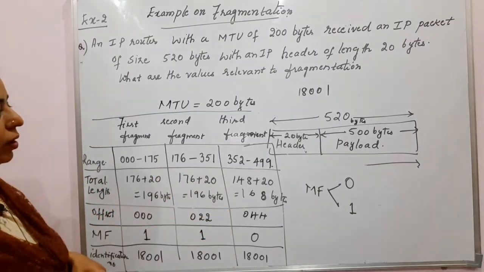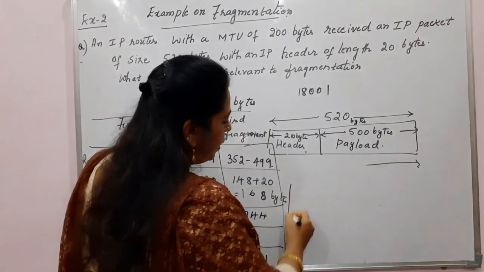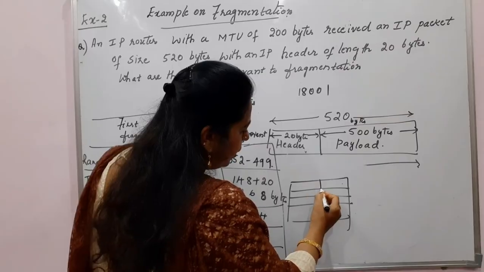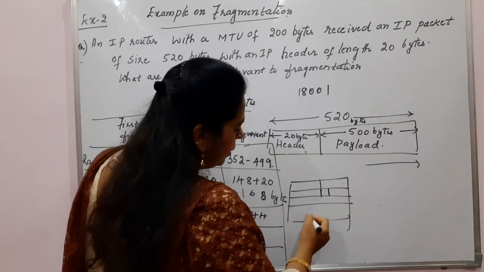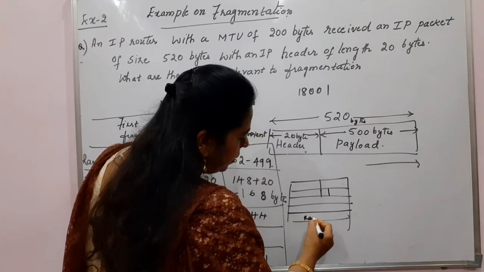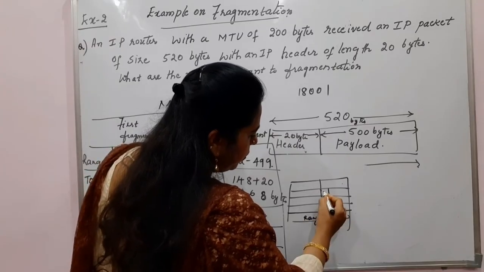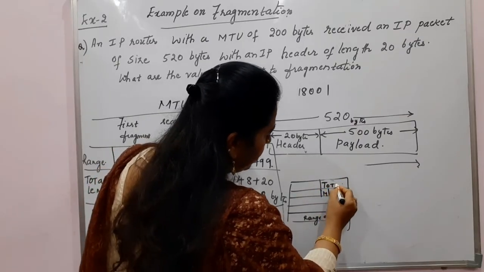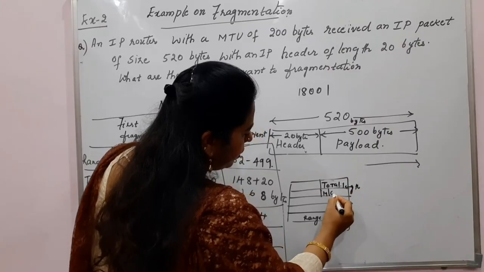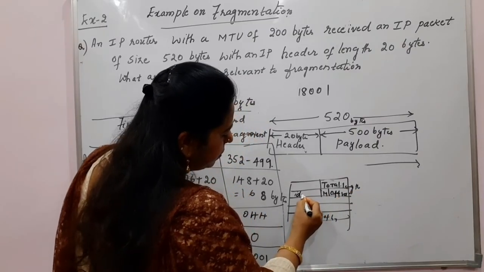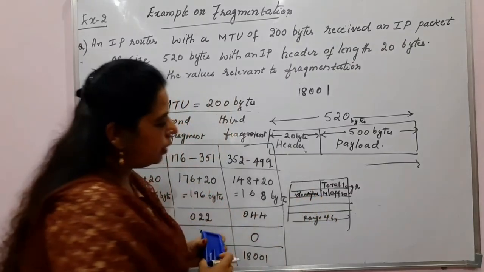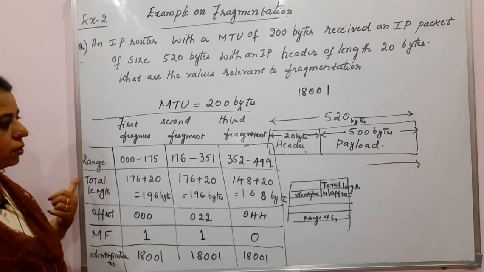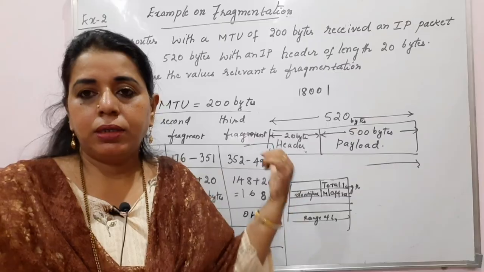Either you can write it in the tabular form, or, as in my previous example, I had shown it in the packet header format, wherein I was writing the total length here, the identification here, the more fragment bit here, and the range of bytes here. This one is the range of bytes, fine. This is the more bit, offset, sorry. This will be the total length, and here you will have the offset, and this is your identification. So these are the four different fields: 1, 2, 3, 4. The same thing I am writing here. So this completes the solution of this particular problem.